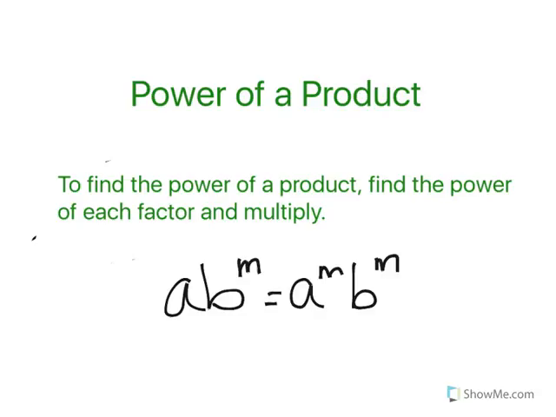Now it gets a little trickier, because we have to think of a power of a product. To find the power of a product, we find the power of each factor and then multiply. So what we're going to have to do is distribute this m to both the b and the a. So we multiply a to that mth power and b to that mth power. So let's do an example.